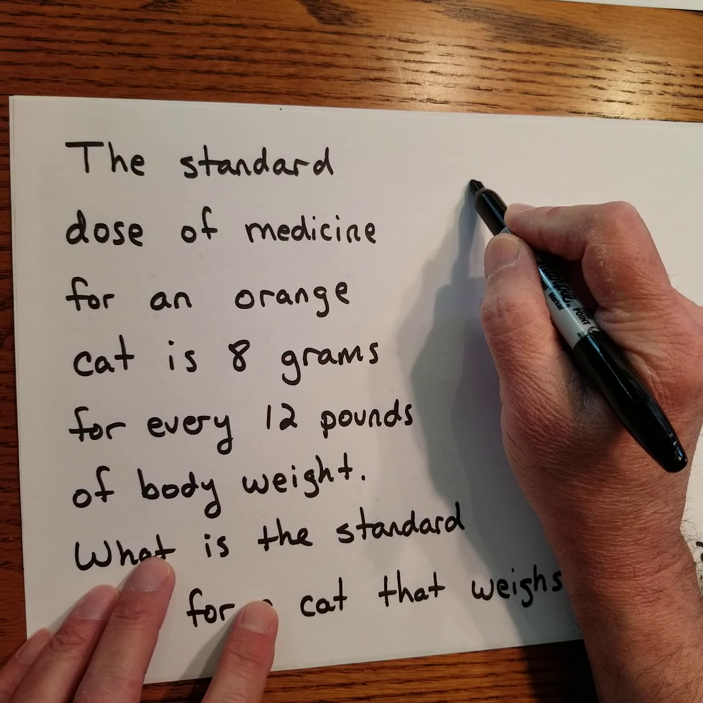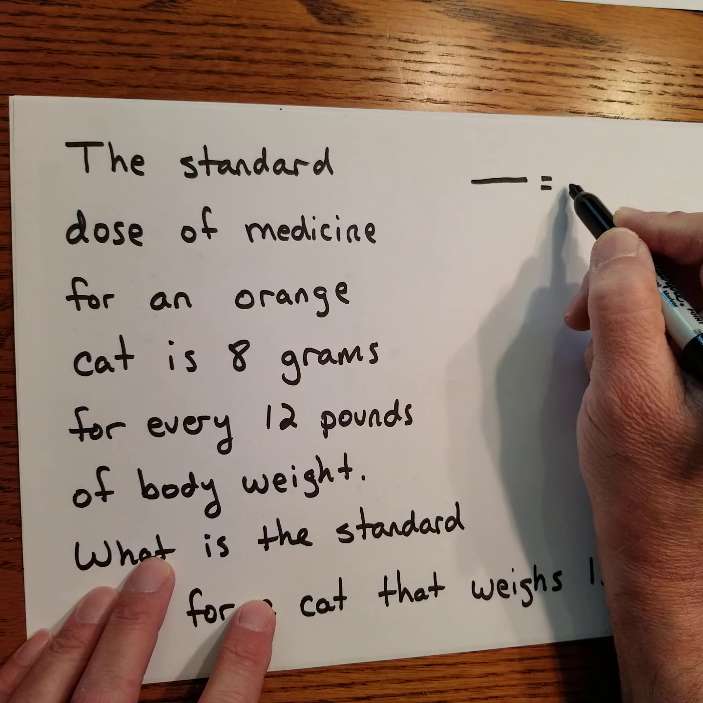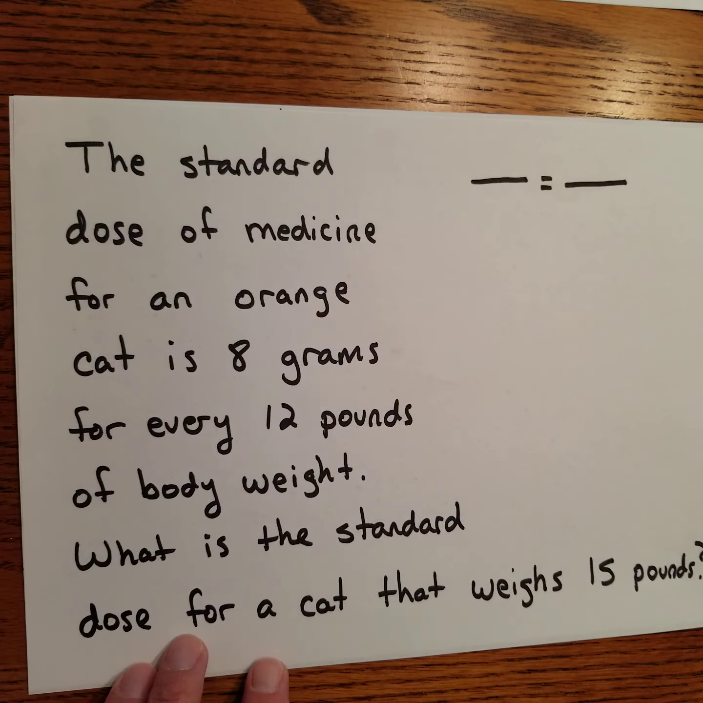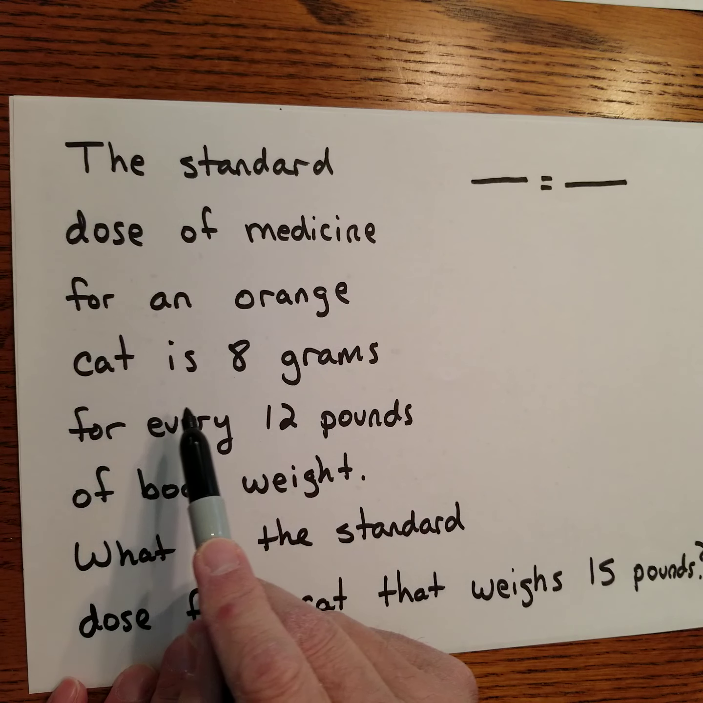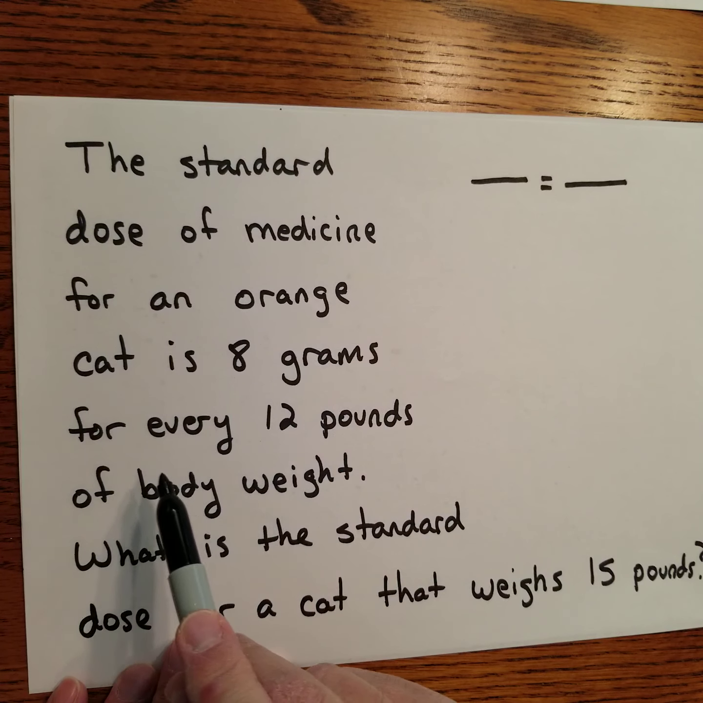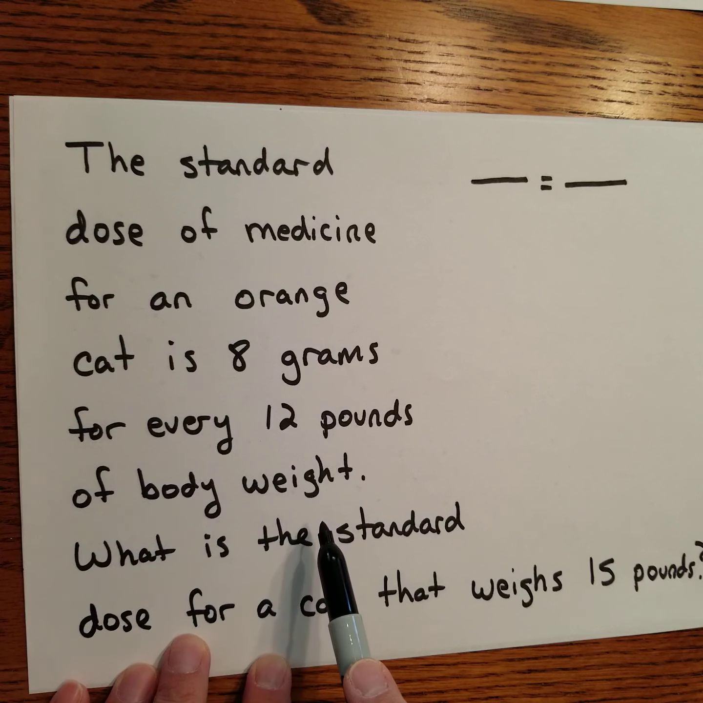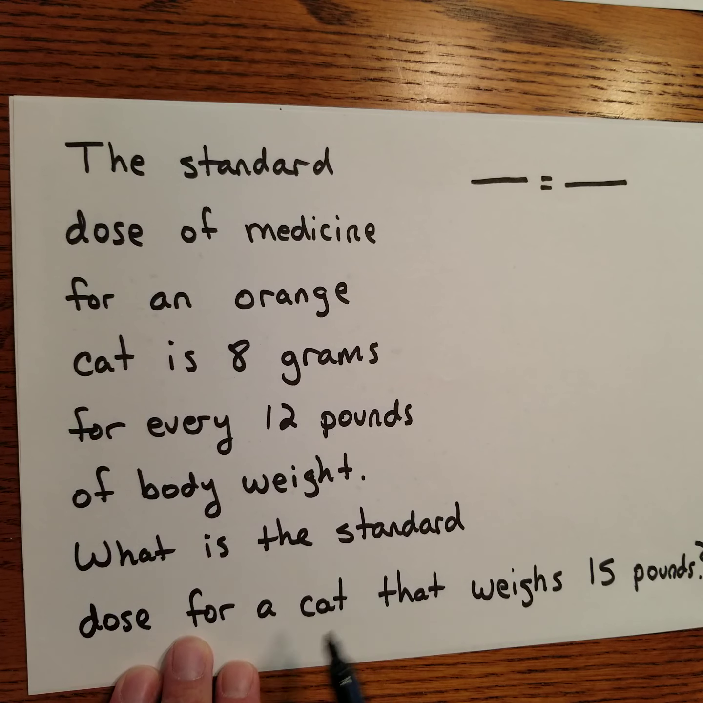Let's get the proportion set to go. And we'll read the problem through. The standard dose of medicine for an orange cat is 8 grams for every 12 pounds of body weight. What is the standard dose for a cat that weighs 15 pounds?